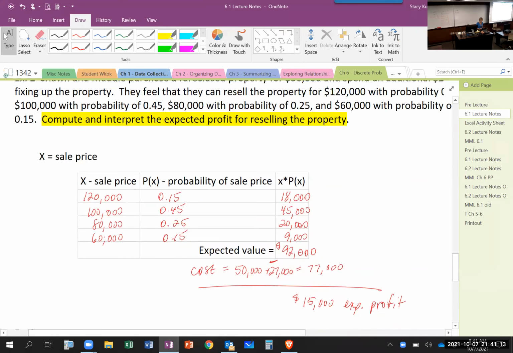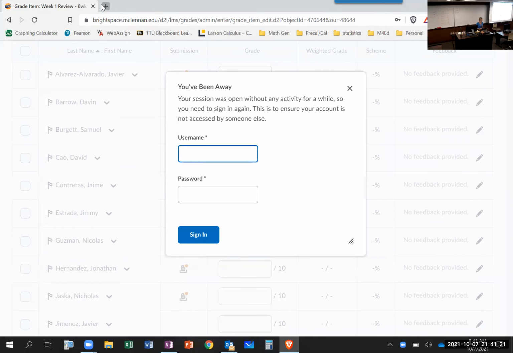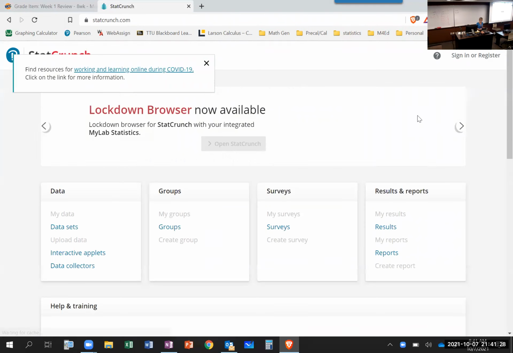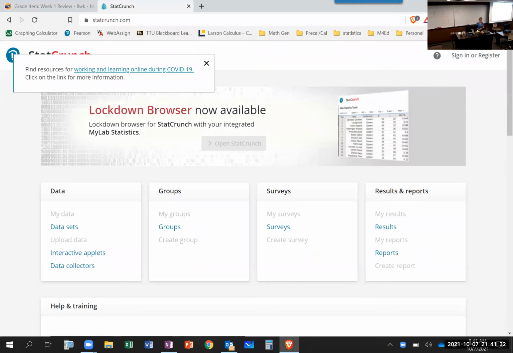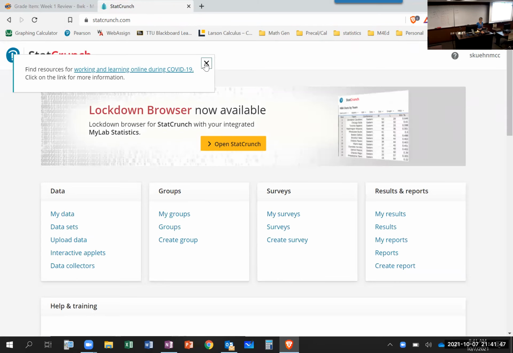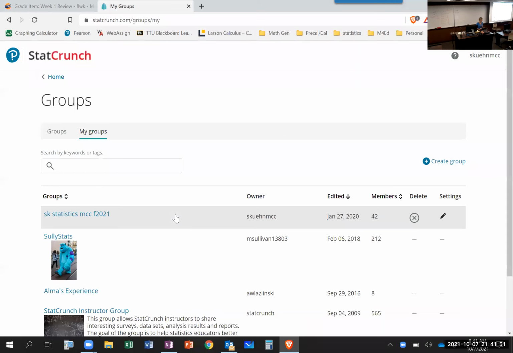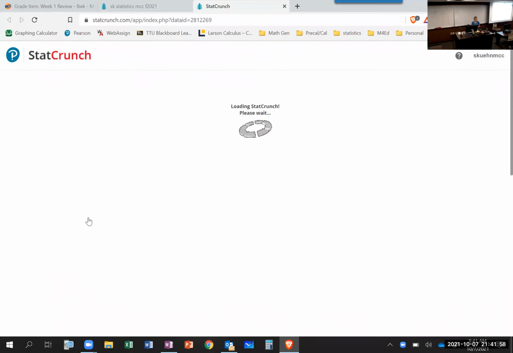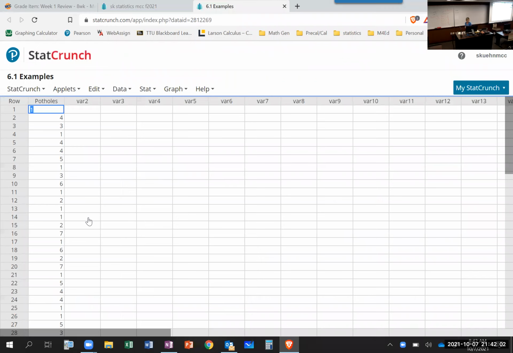So I want y'all to follow along with me. We need to be in StatCrunch, and if you go through Brightspace, go to our group and open up the data set that I put in there for section 6.1. Okay, does everybody have that data set pulled up?